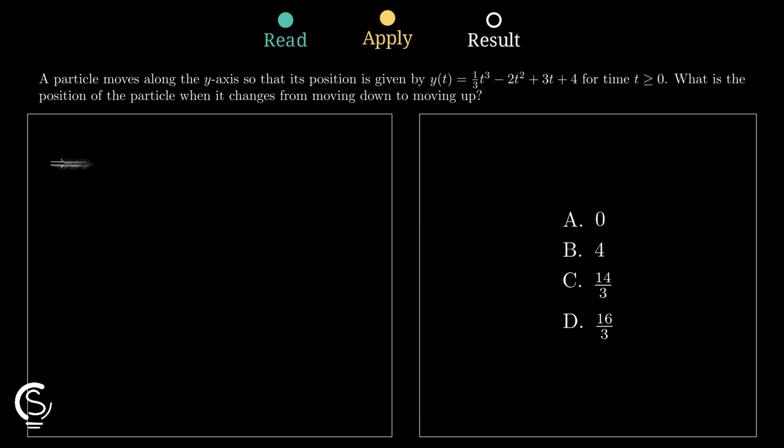Next, set that velocity to 0 and factor the quadratic to find the turning points. We get t equals 1 and t equals 3. The particle moves up after time 3.